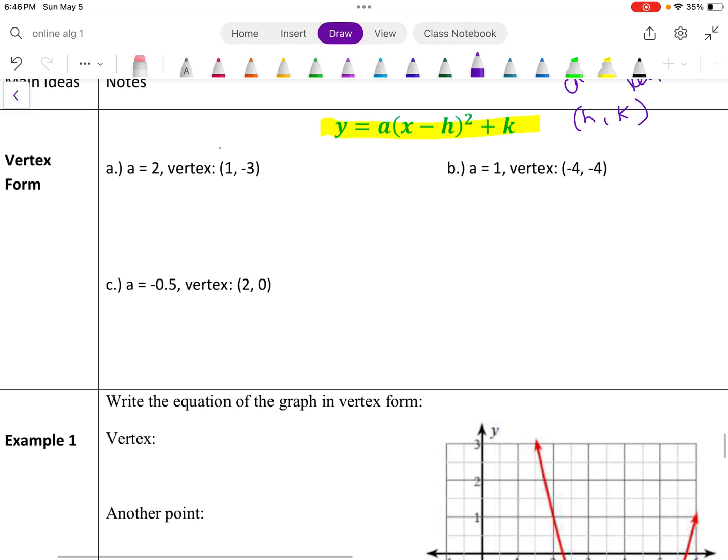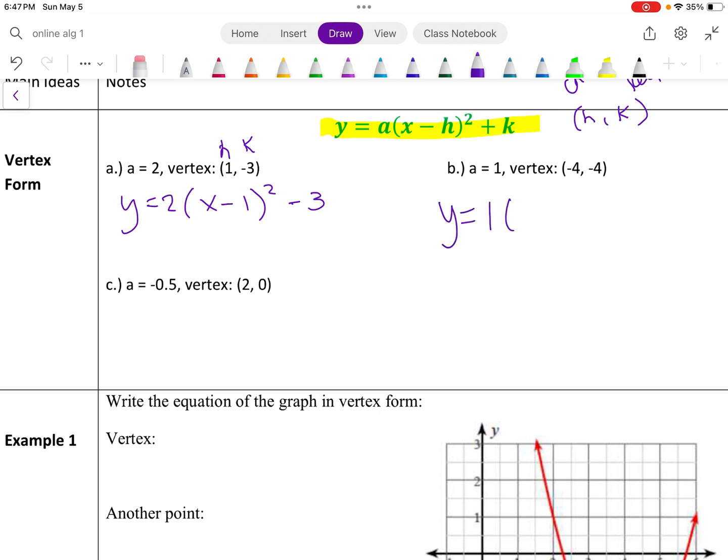So if we were given our a value and our vertex, right, letter A, they gave us our a, our h, and our k. That's everything we need to write this equation. y equals 2 times x minus 1 squared minus 3. Notice that h was positive, so I ended up subtracting it, and k was negative, so I also ended up subtracting it. You change the sign for h, you keep the sign for k. It'd be a good idea to pause and try B and C.